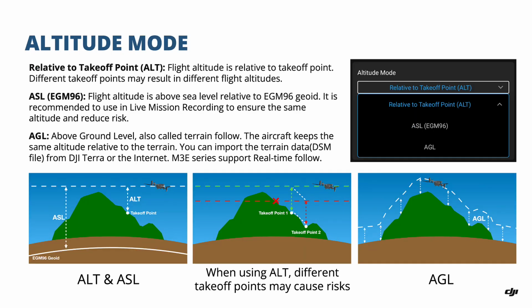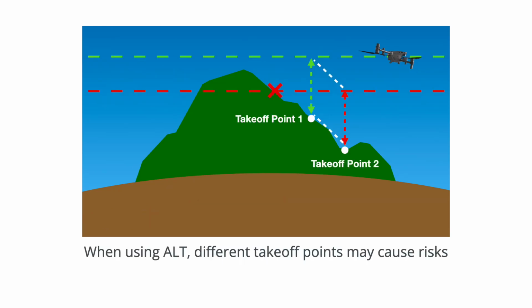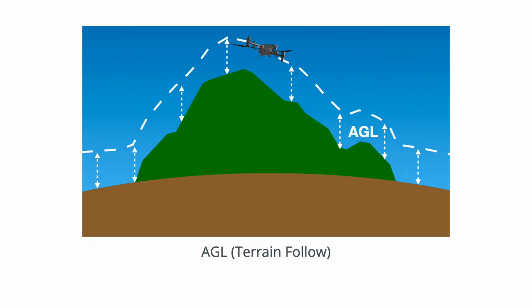Under altitude mode, you can choose from ALT, ASL, or AGL. ALT means altitude, the relative altitude to the takeoff point. ASL refers to the EGM96, geoid mean sea level. ALT and ASL have no difference if your takeoff point stays the same every time. But if you take off at different altitudes, you should consider using ASL for the same flight route altitude. AGL is short for above ground level, also known as terrain following. Please watch another video for more details.